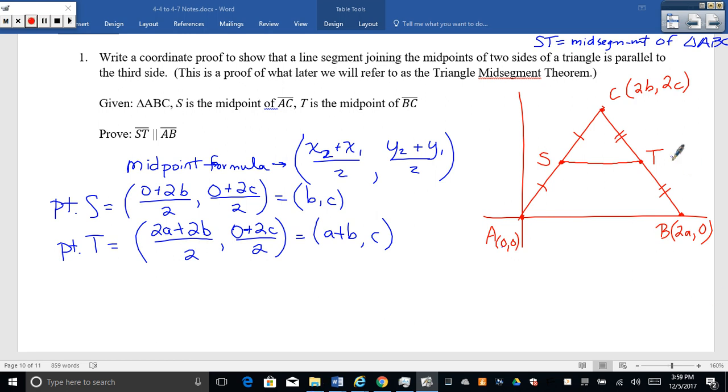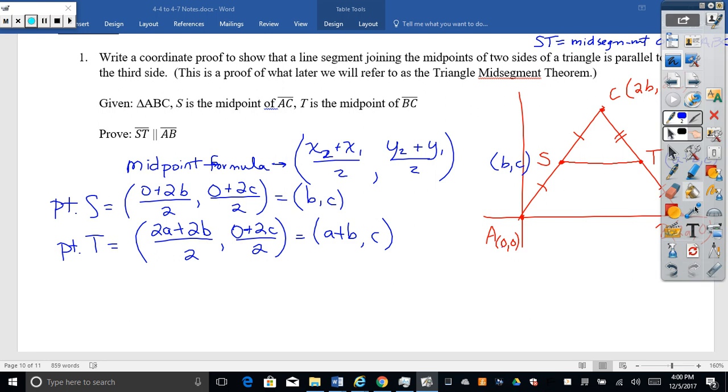Now, we are going to prove the second part. This is half the length of this. We're not going to prove that right now. But this length right here is parallel to this, and we're going to prove that. Now, you need to ask yourself, what formula should I use in order to prove the lines are parallel? And I hope you're thinking in your mind, I want to use the slope formula. That's what we want to use here.